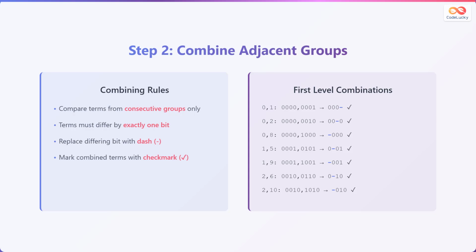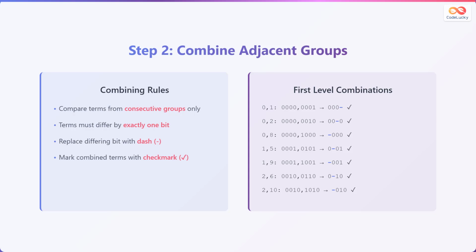For example, combining minterms 0 and 1, which are 0000 and 0001, results in 000-. Combining minterms 0 and 2, which are 0000 and 0010, gives 00-0. Combining minterms 0 and 8, which are 0000 and 1000, gives -000. Similarly, minterms 1 and 5, which are 0001 and 0101, combine to give 0-01. Minterms 1 and 9, which are 0001 and 1001, combine to give -001.